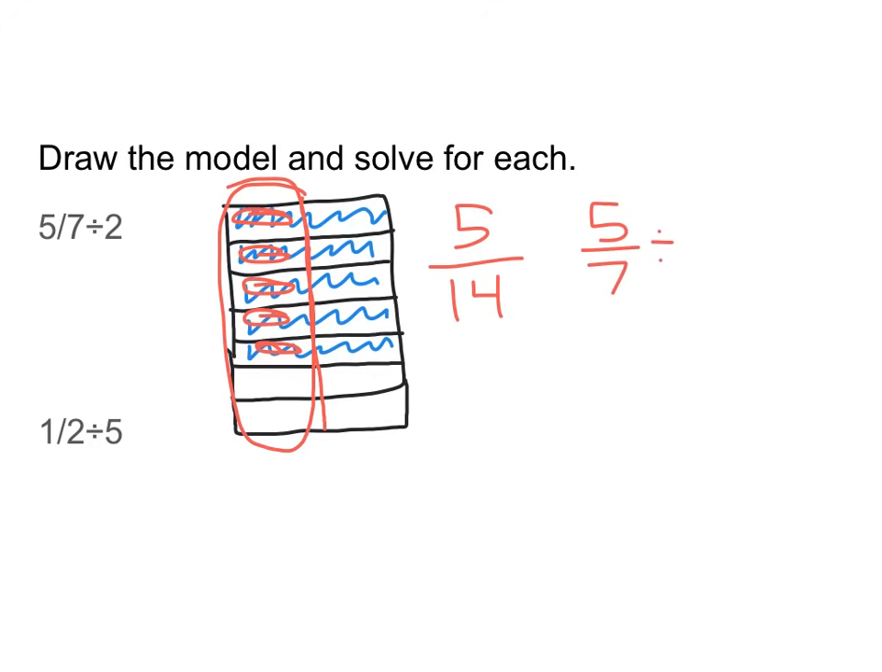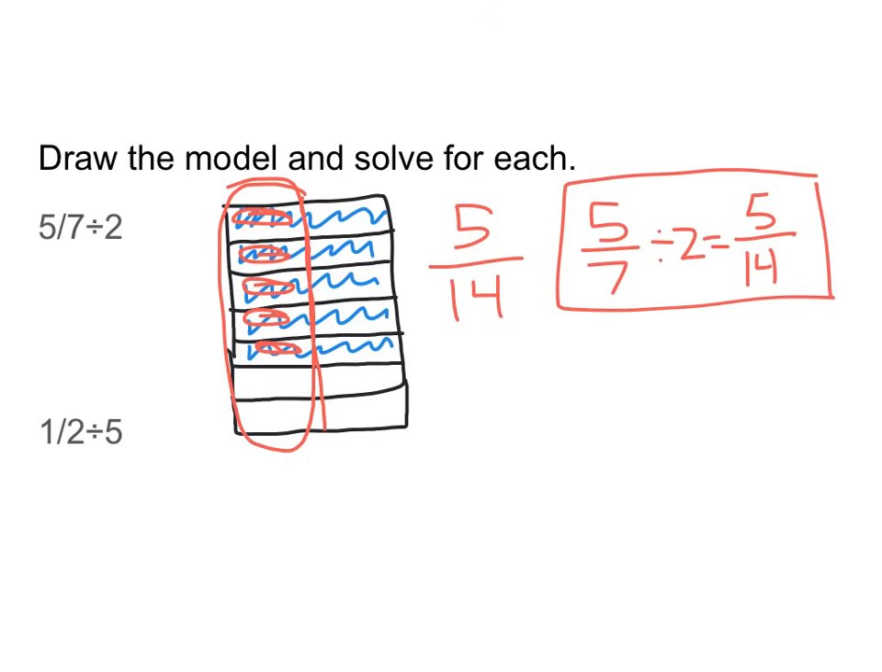So 5/7 divided by 2 equals 5/14. Interesting. Look and see if you can notice any patterns there either, because there's important stuff going on here.